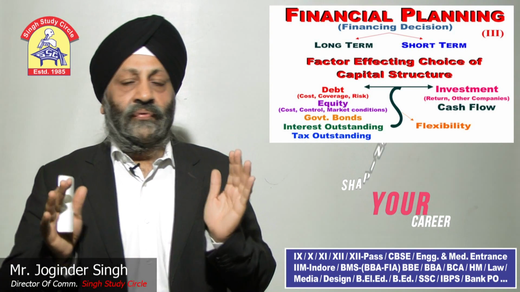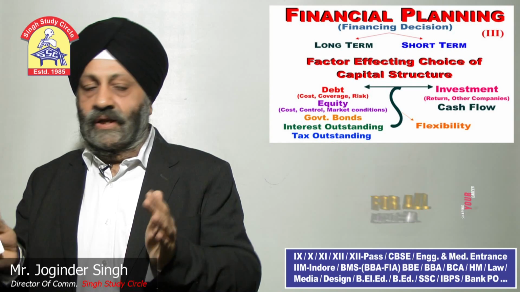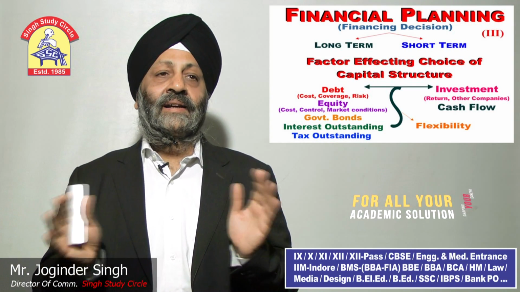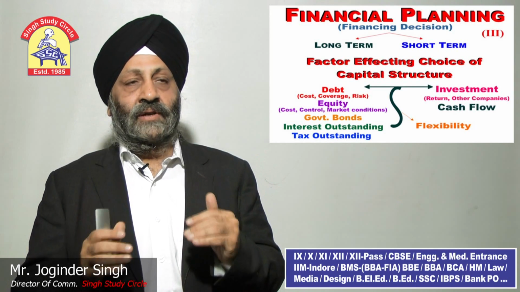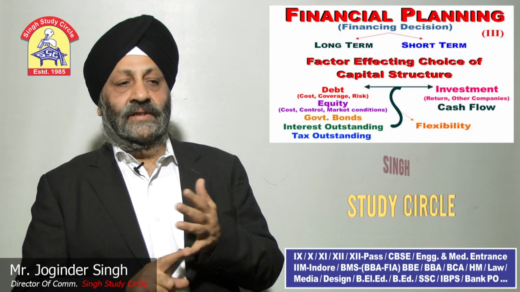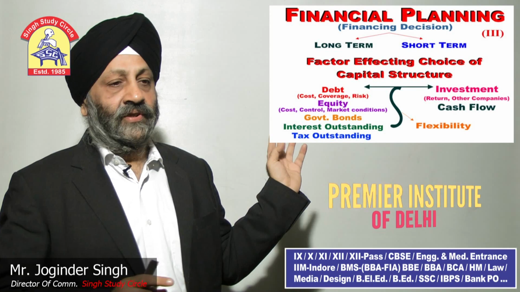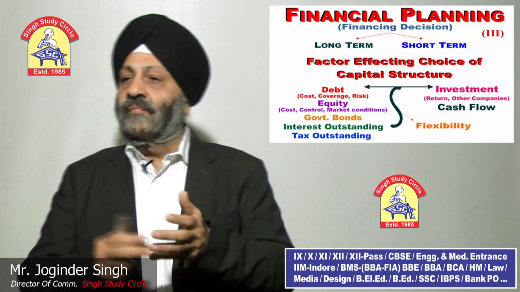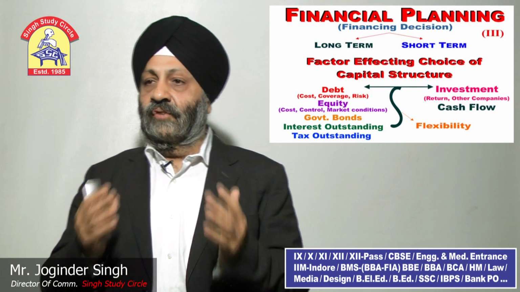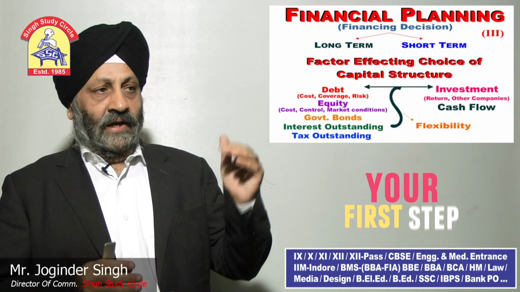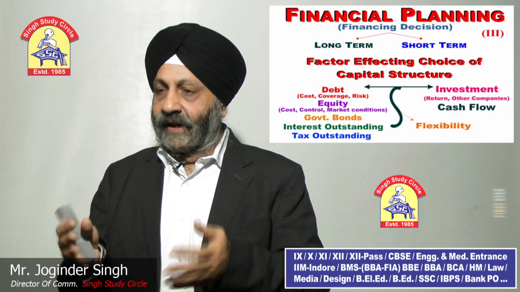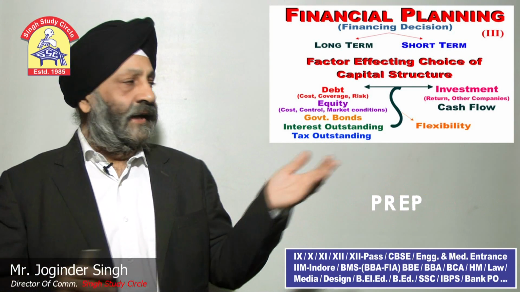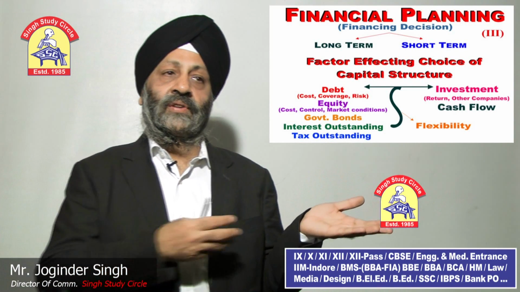Now when they ask you factors affecting capital structure, there are 13 points you can remember by the linking method. As you already know the balance sheet, now I am coming to it. The first point is debt. With debt I have related 3 points: cost of debt, coverage of debt and risk of debt. And with equity, I have covered 3 points: cost of equity, control of equity and market conditions. Then I have written government bonds.